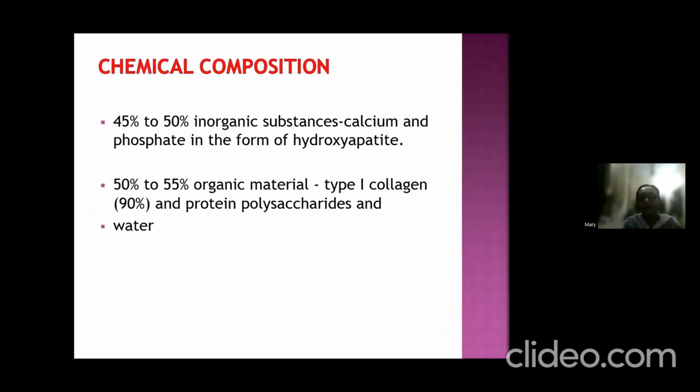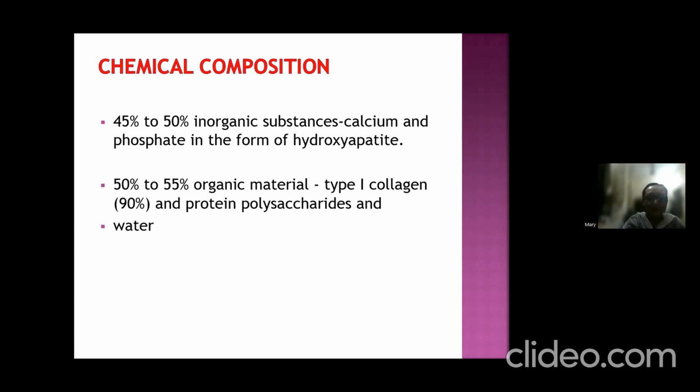Coming to the chemical composition, it's composed of three main components, that is organic material, inorganic material and water. The inorganic substances constitute around 45 to 50% and it's mainly composed of calcium and phosphate in the form of hydroxyapatite. The organic material is mainly type 1 collagen, which contributes to 90% of the collagen material, and also there are protein polysaccharides, and the other major content is water.